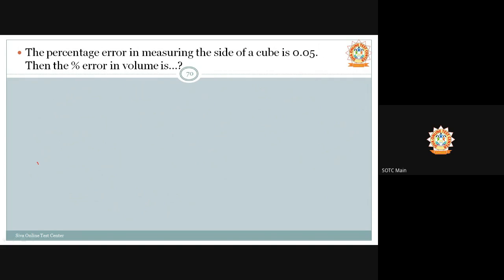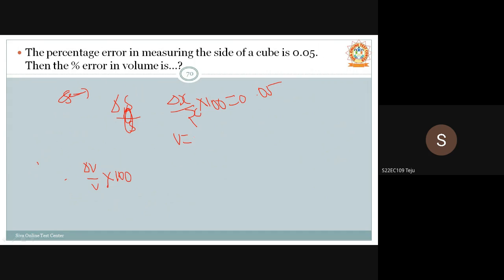So now they said percentage error in side. Let us suppose the side of this cube is s, or simply x. Then what have they given? Del x by x into 100 is equal to 0.05. Now what you need to find? You need to find the volume error, that is del v by v into 100. So what is the volume of a cube? If x is the side, what is the volume of a cube? x cube, very good, right? So what will del v become?